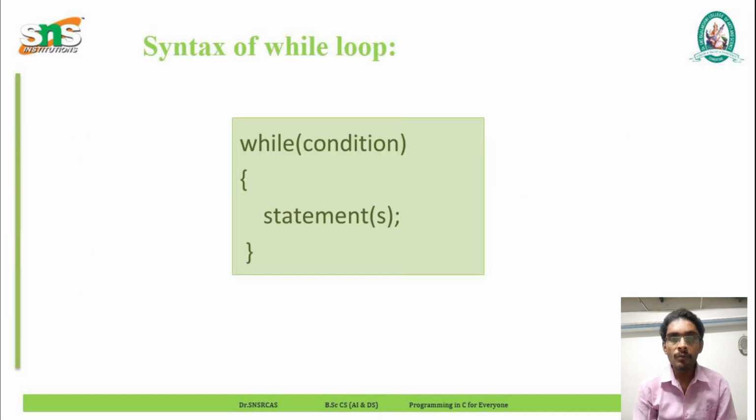Here is the syntax for while loop. After the while keyword, within the braces there is a condition statement. Here users can give conditions, depending on their input. It may be relational operators or logical operators. And inside the braces you may have a single line statement or a number of statements. If you have a single line statement, braces are not mandatory. If you are using more than one statement, then the braces are mandatory.